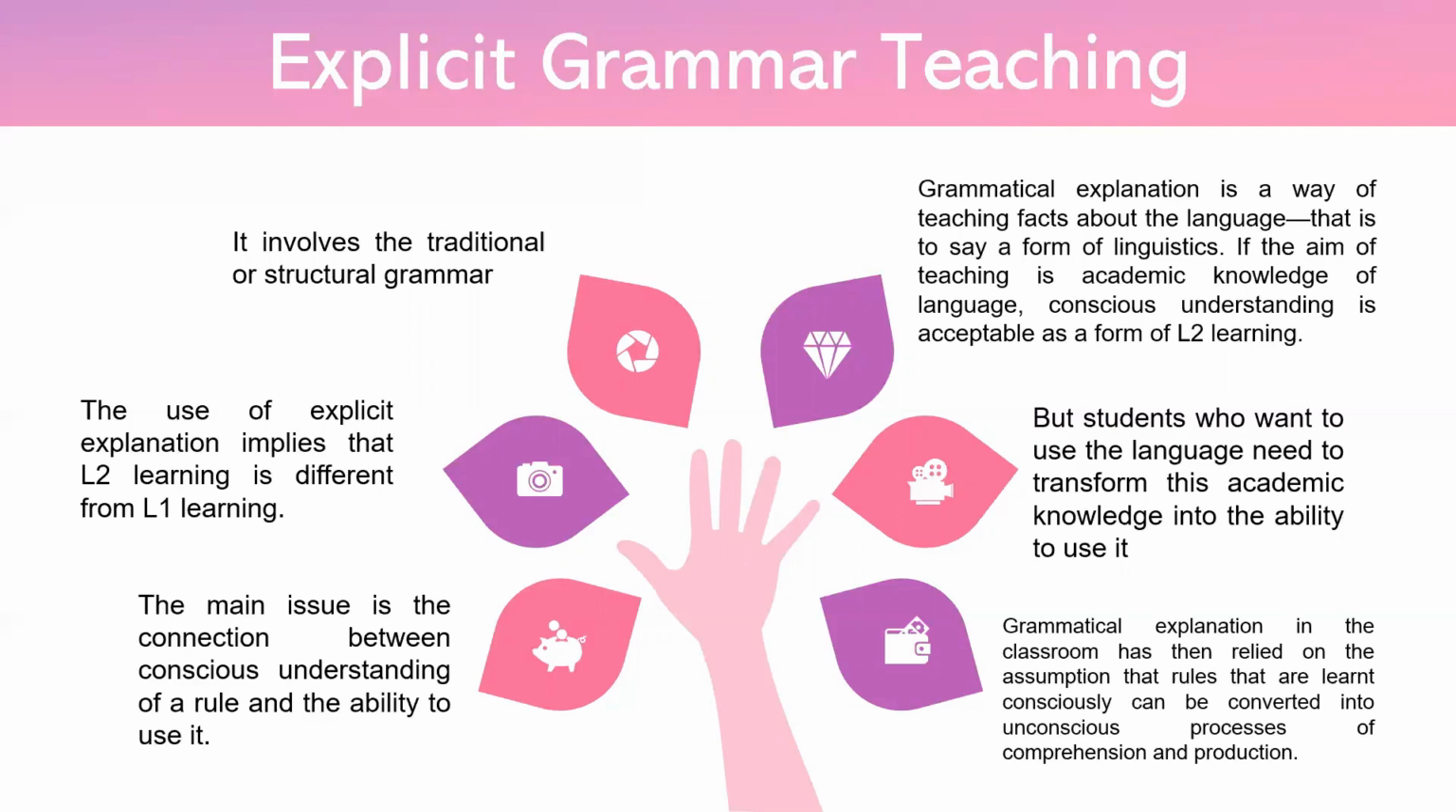If the aim of teaching is academic knowledge of language, conscious understanding is acceptable as a form of L2 learning. The students who want to use the language need to transform this academic knowledge into the ability to use it. Grammatical explanation in the classroom has then relied on the assumption that rules that are learned consciously can be converted into unconscious processes of comprehension and production.